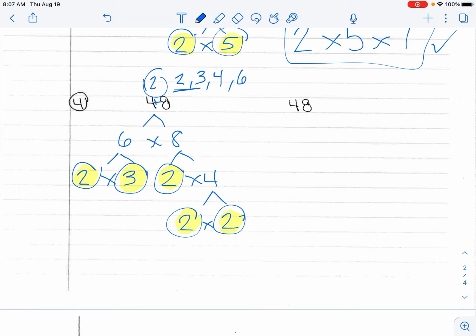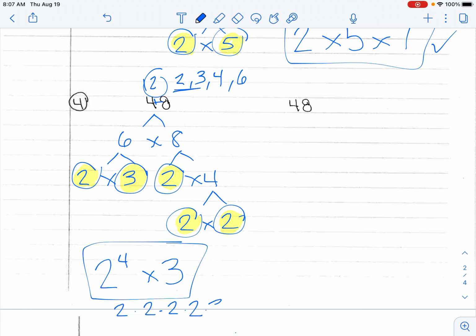So how many 2's do we have? I've got 1, 2, 3, 4 2's, and 1 3. So what does that mean? That means 2 times 2 times 2 times 2 times 3. Well, 2 times 2 is 4. 4 times 2 is 8. 8 times 2 is 16. What's 16 times 3? Oh, 48. Check.